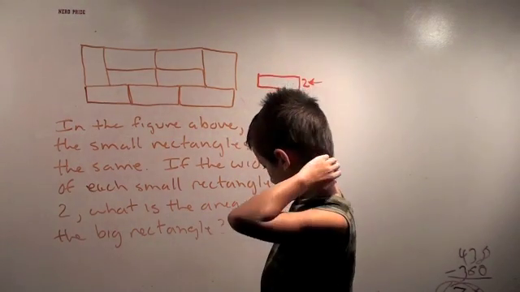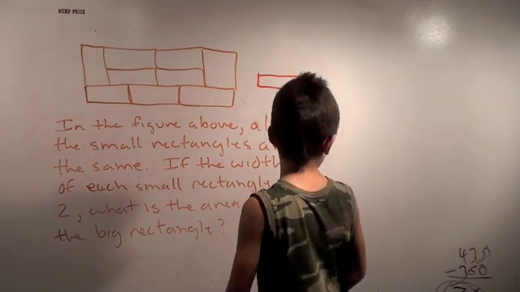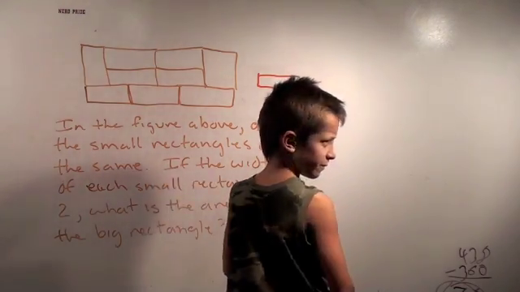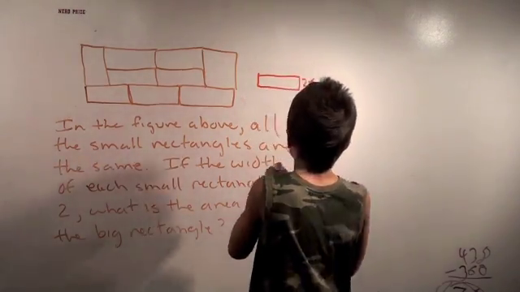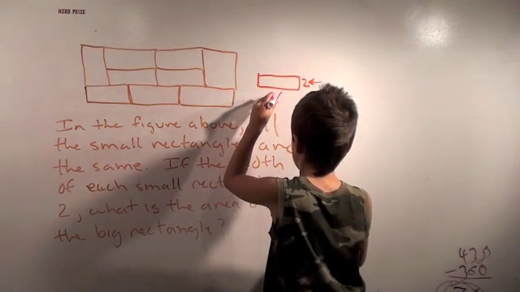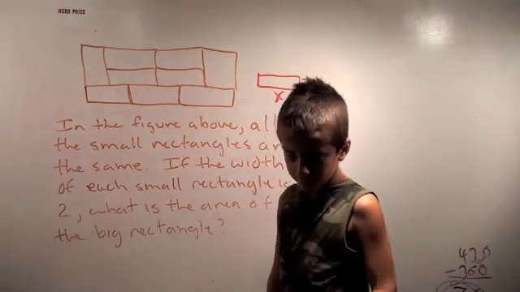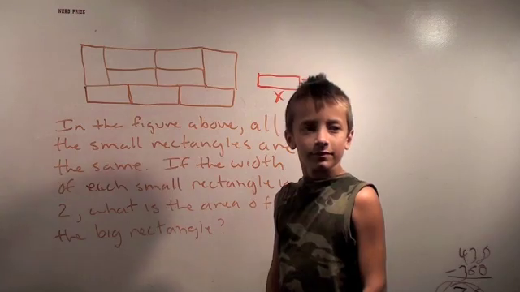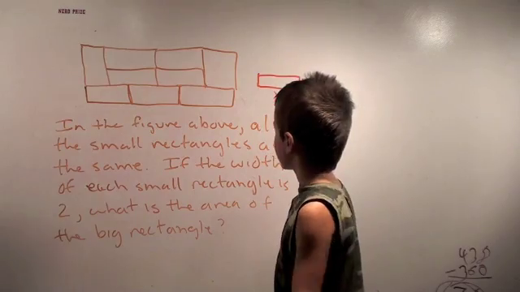Okay, and what is the length of the small rectangle? Well, we don't know. So what do you want to call it? Call that x. Okay. So the width is 2 and the length is x. Okay. So now, what do you think the next thing we need to do to solve this problem is? Because we're trying to figure out the area of the big rectangle.